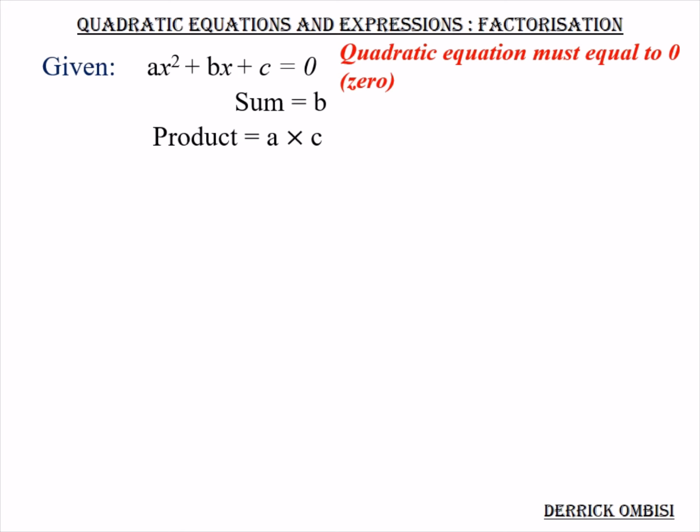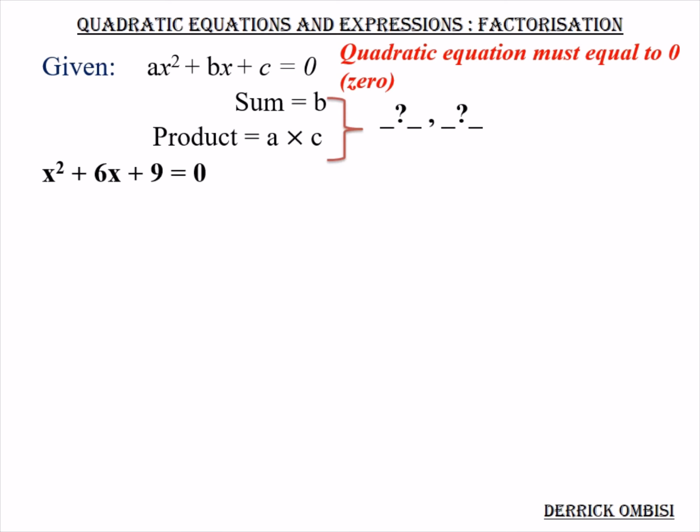Now, having found these two values, that is the sum and the product, you need to find two numbers that if you add, you're going to get b, that is the coefficient of x, and if you multiply, you're going to get the product, that is a multiplied by c. So after you found these two values or these two factors that you are looking for, now you can carry out factorization on a quadratic expression.